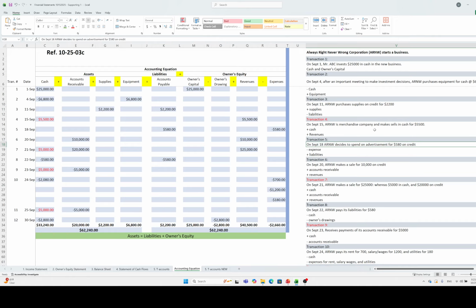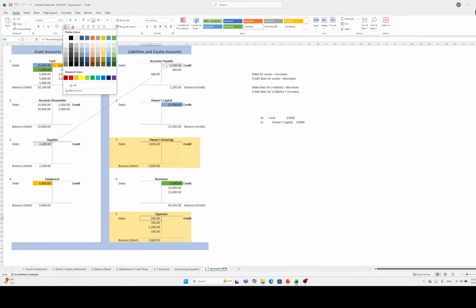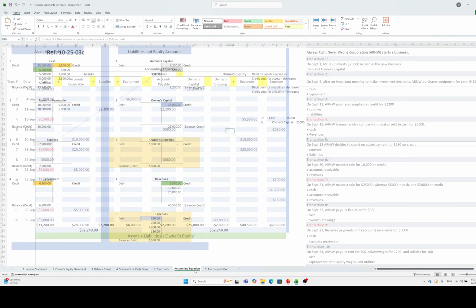So the company decides to spend on advertisement for $580 on credit. That means they make an advertisement, but they want to pay it later. So that is advertisement as an expense, and then it's here, and the company is spending $580, and so because it's credit, it should be in accounts payable. So accounts payable is here. So see, the same amount. We don't have a lot of the extended colors, so just want to make sure that you understand this.